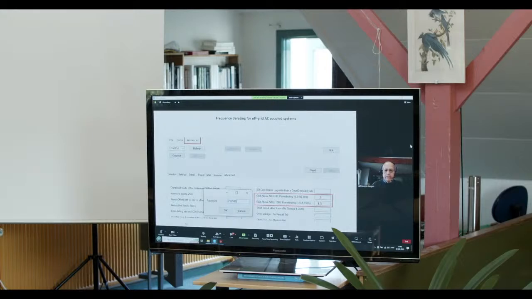And then there's advanced options for setting the grid. This is power limiting when the grid frequency goes above 50.3 Hertz or 51.5 Hertz. This is to control in an off-grid situation, but there's all sorts of advanced menu settings there that are available.